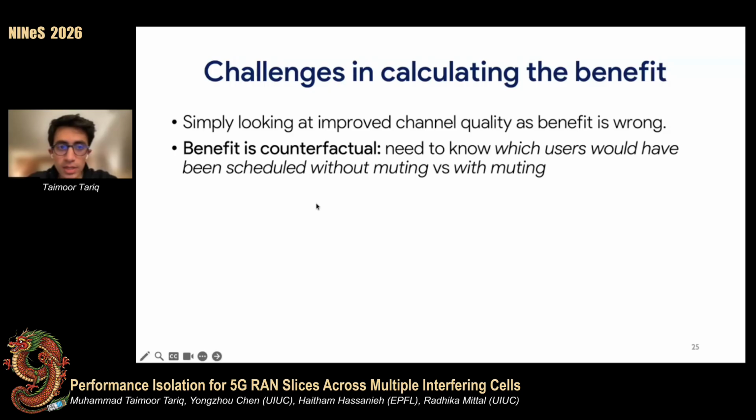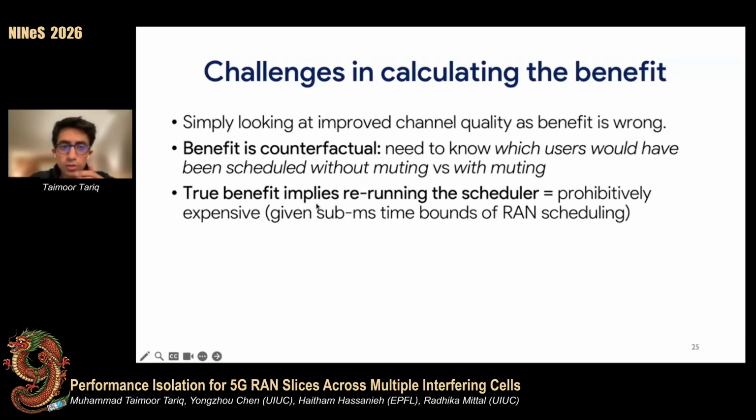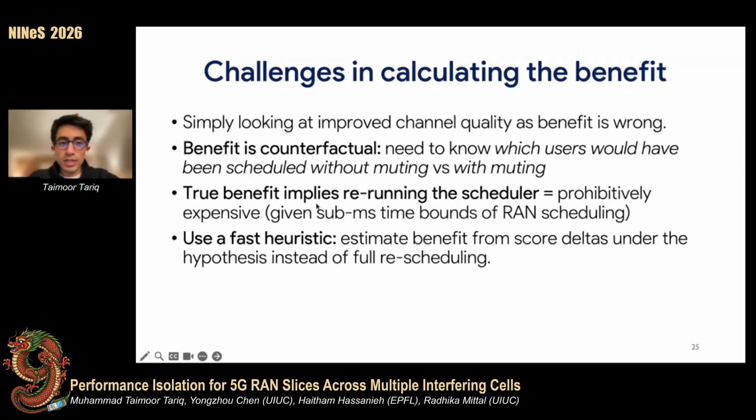So firstly, simply looking at improved channel quality as the benefit is wrong. Benefit is actually counterfactual. What I mean by that is that we need to know which users would have been scheduled without muting and which users would have been scheduled with muting in order to truly assess the delta created by muting. Secondly, a muting decision creates a ripple effect across all of the future allocations. So in order to accurately assess the true benefit of muting, we need to constantly rerun the scheduler after every muting decision, which is prohibitively expensive given the sub-millisecond time bounds that we have. So in order to circumvent this, we come up with a fast heuristic to estimate the benefit from score deltas under the hypothesis of muting.